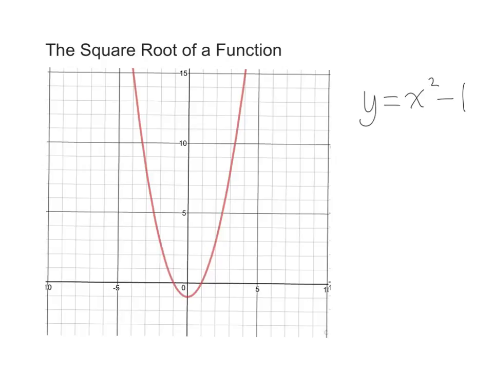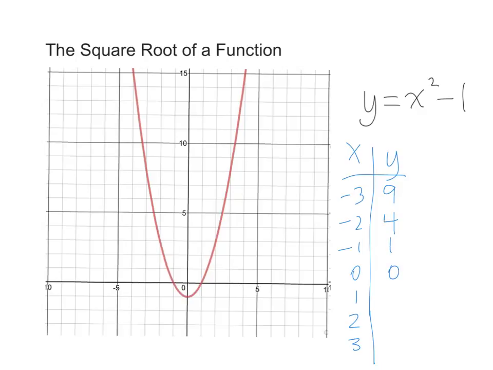If you have a look at this function, y equals x squared minus 1, we can make a table of values. Or you could graph it on your calculator. But let's just look at the table of values. Oh, that's not what I want, is it? I was doing y equals x squared. But then we need to subtract 1.